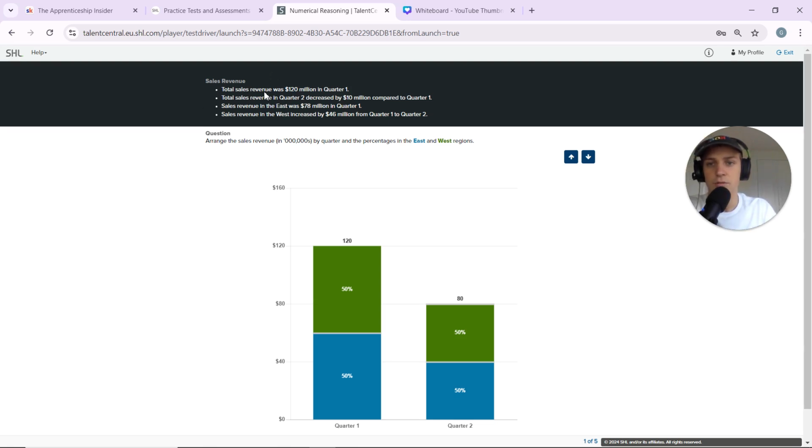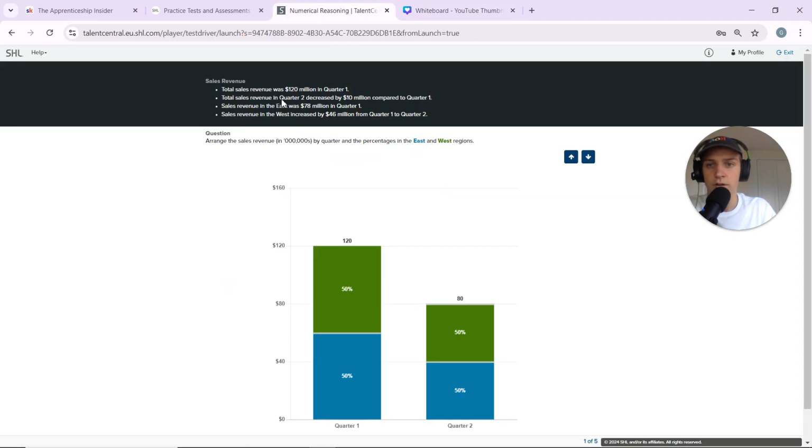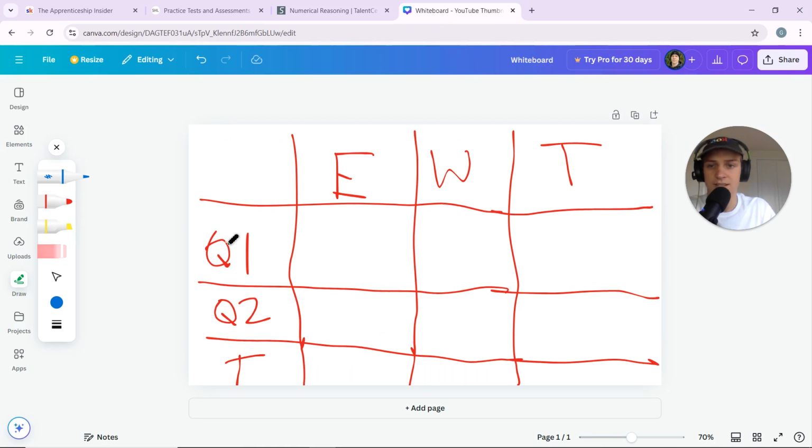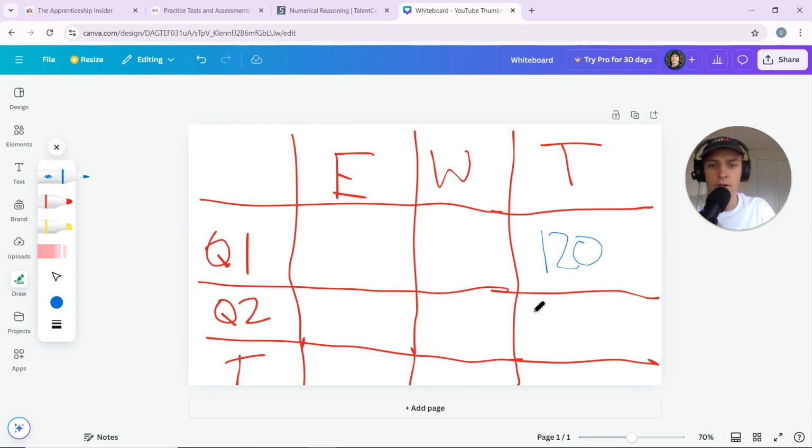So total sales revenue was 120 million in Q1. So I'd come to Q1 total, 120. There we go. Total sales revenue in Q2 decreased by 10 million compared to quarter 1. Boom, quarter 2 decreased by 10 million, so this is going to be 110.